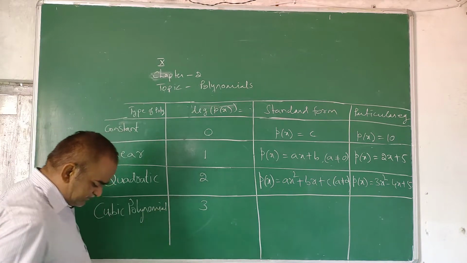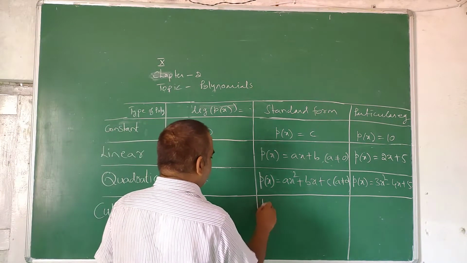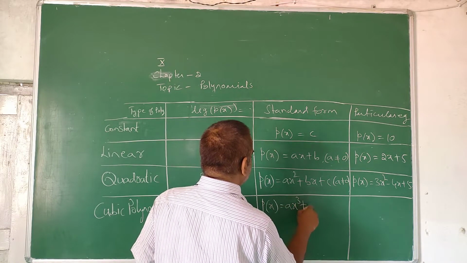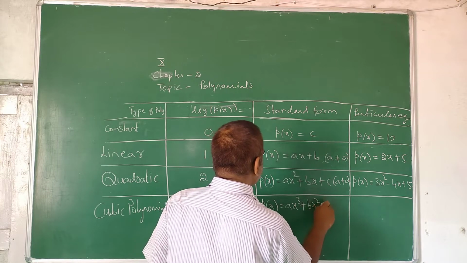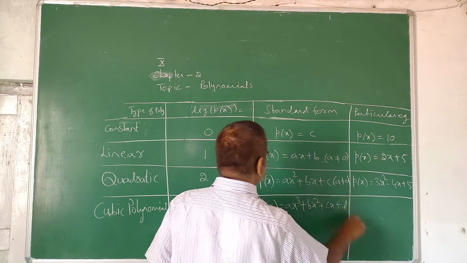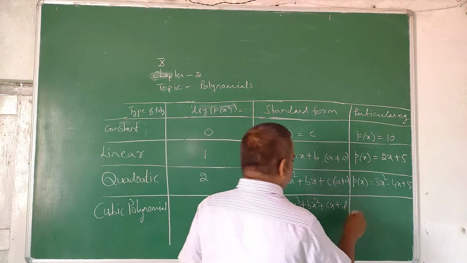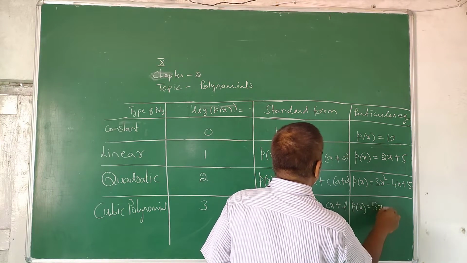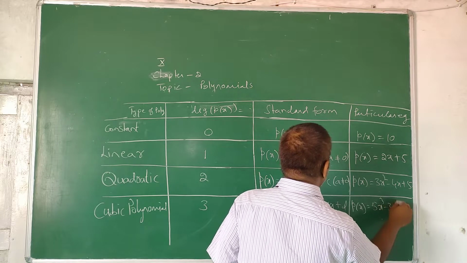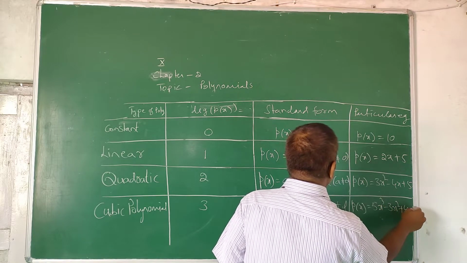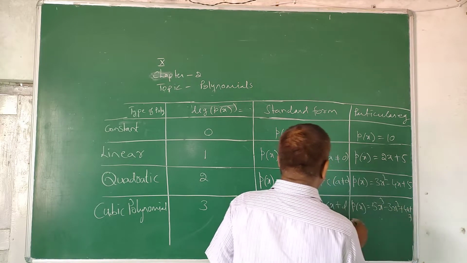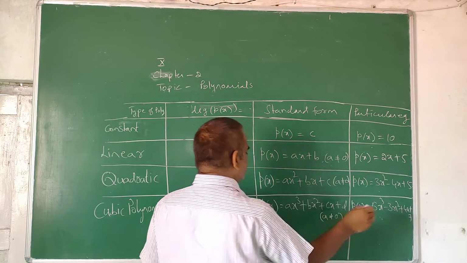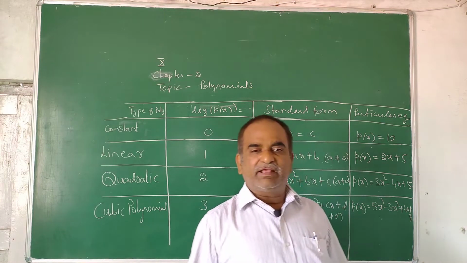Coming to the next, cubic polynomial. Degree is 3. Standard form is ax cube plus bx square plus cx plus d. And a particular example, 5x cube minus 3x square plus 4x plus 7. Here the leading coefficient is not 0. That you should always make a note of.